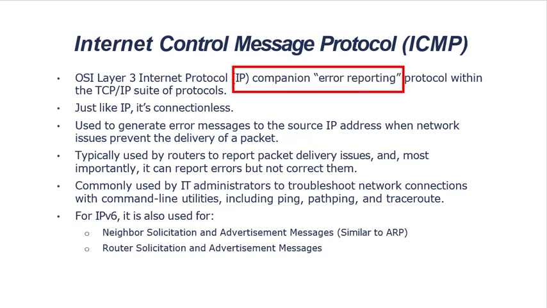In fact, it is a companion to the IP protocol, specifically an error reporting companion protocol that goes along with IP, because if you remember in our last video, IP doesn't provide any sort of error recovery or sequencing functionality, so we have ICMP that can help out to an extent. Just like IP, it is also connectionless, and its main role is generating error messages to the source IP when it identifies issues on the network that prevent delivery of a packet. Now, it's typically used by routers, but it's also used by IT administrators.